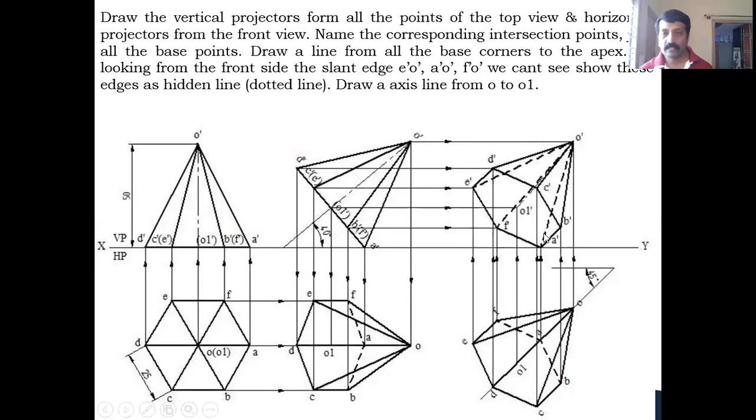So here is A, A dash is here, this is A dash. B is here, B dash is here, this is B dash. C is here, C dash is here, this is C dash. D is here, D dash is, where is D dash? Here, this is D dash. E is here, E dash is here, this is E dash. F is here, F dash is here, this is F dash. The base point O1 is here, and O1 dash is here, this is O1 dash. Apex point O is here, O dash is here, this is your O dash.